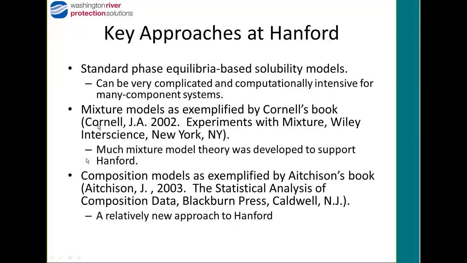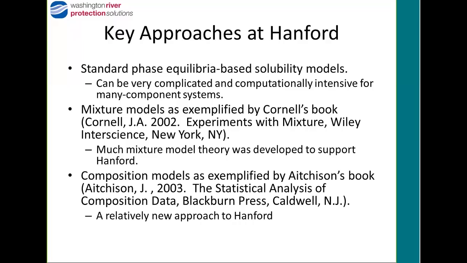Then we use what are called mixture models, which are exemplified by a book by Cornell. If you go and read the statistics literature on mixture models, you'll find that a disproportionate amount of the development of that branch of mathematics was driven by questions at Hanford. And a lot of Hanford people over the years were involved in developing that theory. And then there are what are called composition models, exemplified by Aitchison's book.